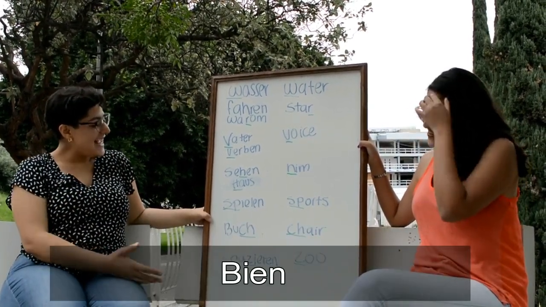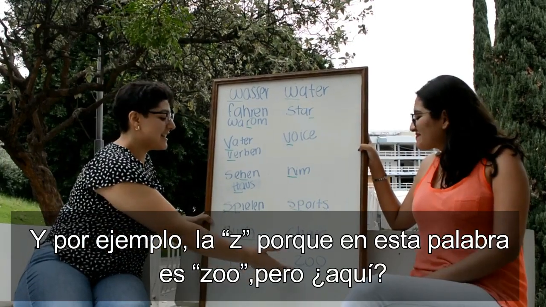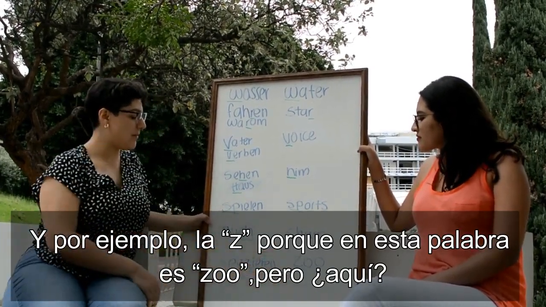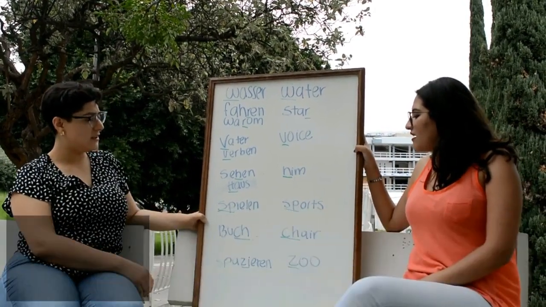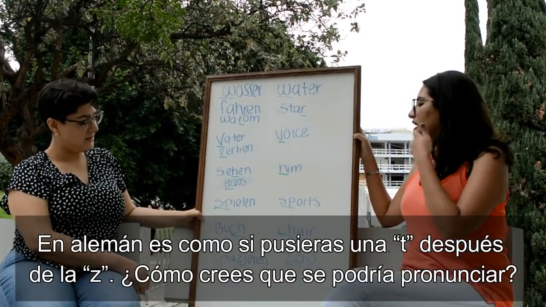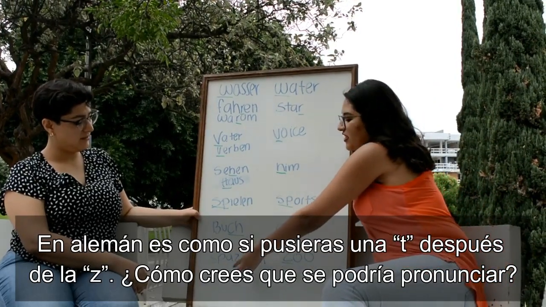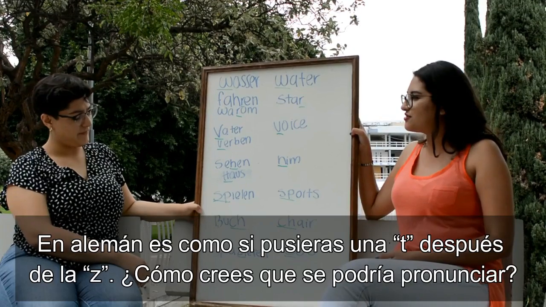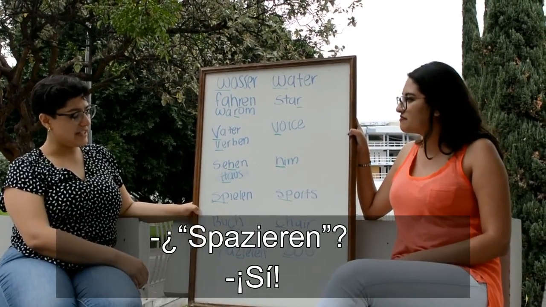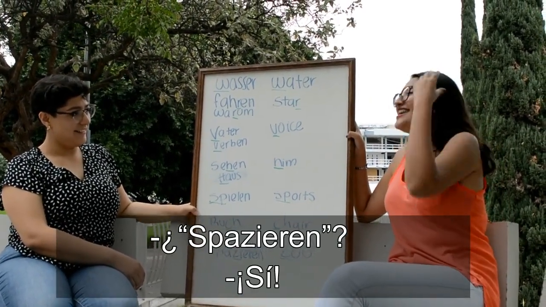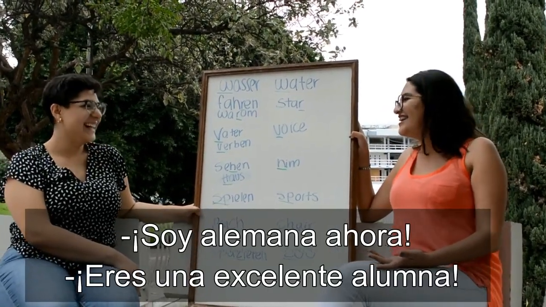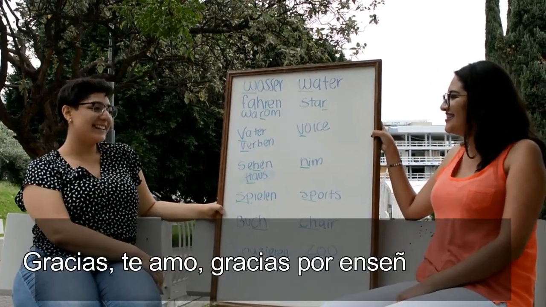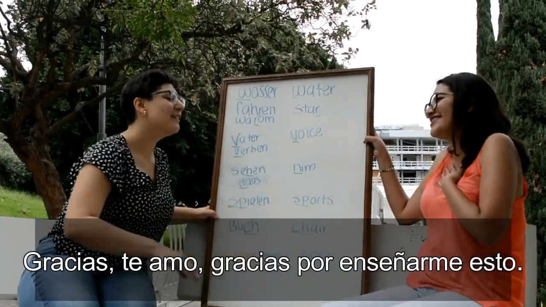Okay. And for example, like Z, because in this word it's zoo, but in here, in German, it's like if you put a T before the Z. How do you think that you can pronounce that? Spazieren. Yes. I'm German now. You are a great student. Thank you. I love you so much. Thank you for teaching me this.